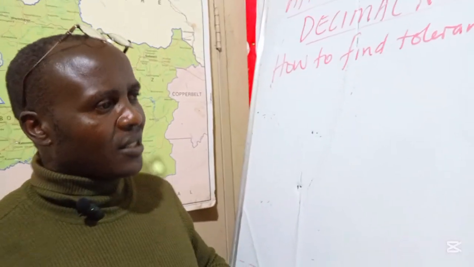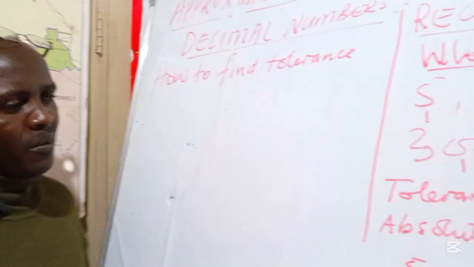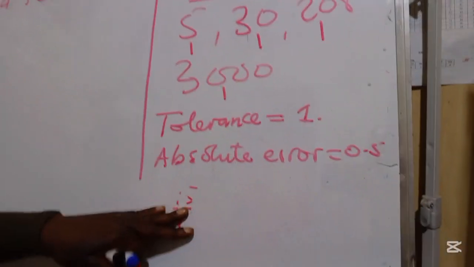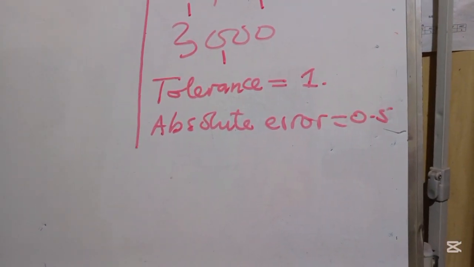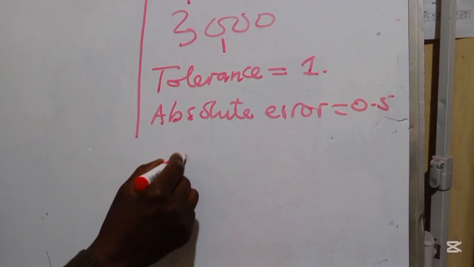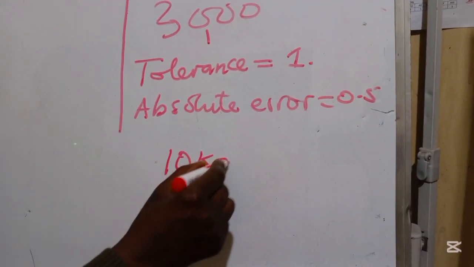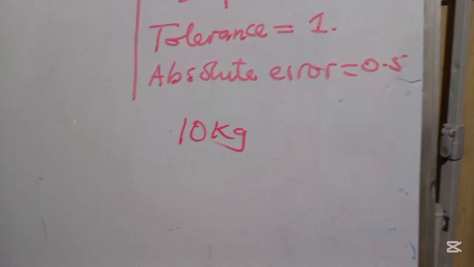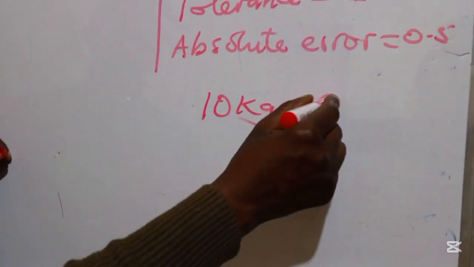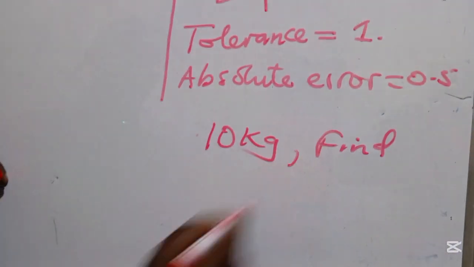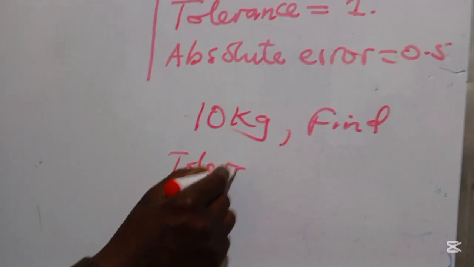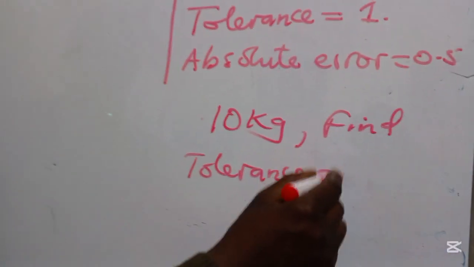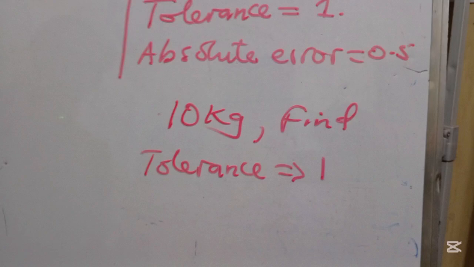To find the tolerance, for a reminder, I said for the whole numbers, tolerance is 1. For example, they have told me that I've got 10 kg of sugar. So now they say find the tolerance. How do we find the tolerance? Without wasting much of your time, you just say tolerance is equal to 1. There is no need of calculating.